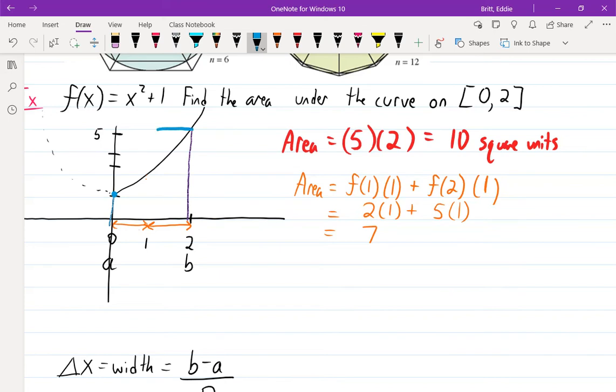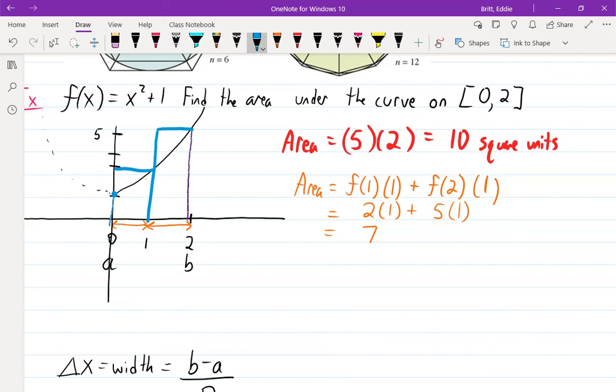And I used f of 2 to get my height. My height would be 5. And then f of 1 to get the height of my second rectangle. y would be 2. So you see my 2 rectangles would be above the curve if I started on the right side, making my 2 rectangles. They'd be under the curve if I started on the left side.